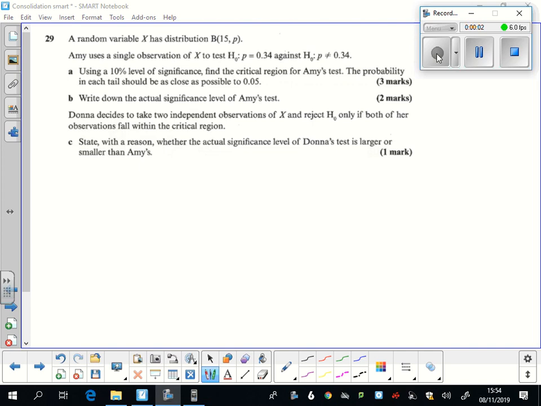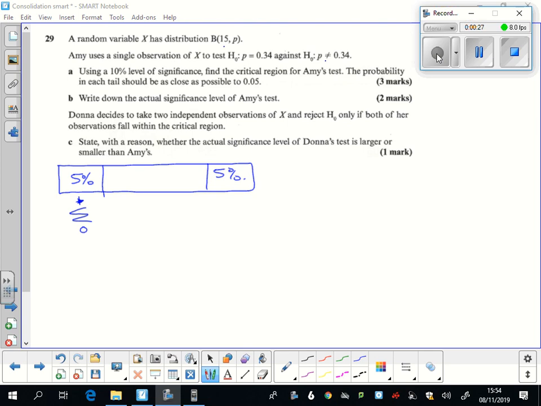Question 29, another hypothesis test, finding out the critical region. This is a tough topic. It's another two-tailed one, and 10% two-tailed. We want 5% down here, and we want 5% over here. And so what we're doing, we're adding up from 0 up to some number here that we're going to try and figure out in a moment of how many.